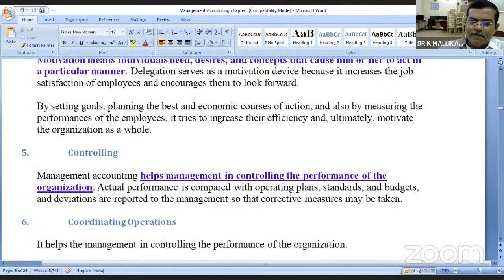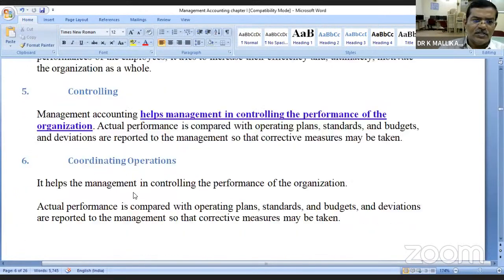They want to increase company performance, and they want to apply operating plans, standards, budgets, and deviations. Deviation is nothing but comparing standard to actual. If the deviation is very high, it may be a positive deviation or a negative deviation. So using this technique, we are controlling the cost. Management controls the cost, right?